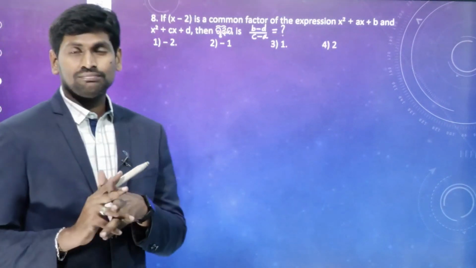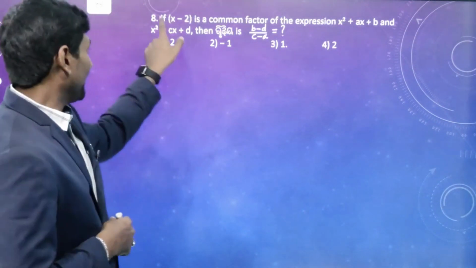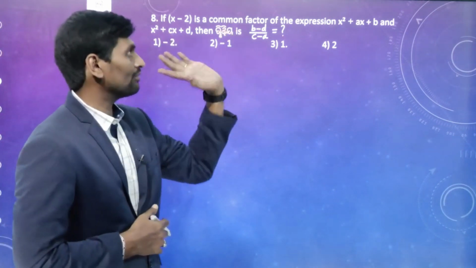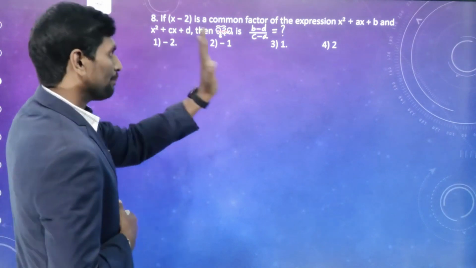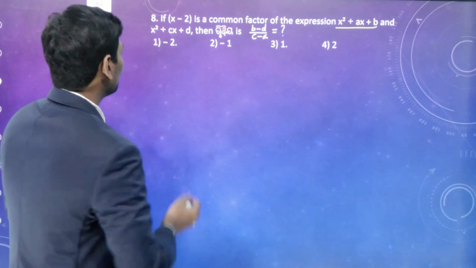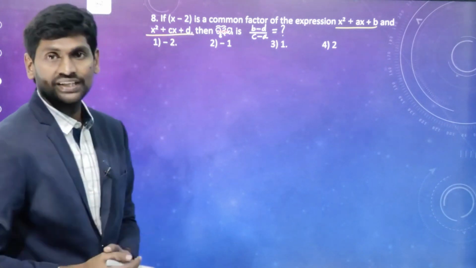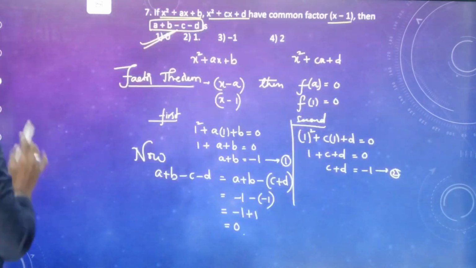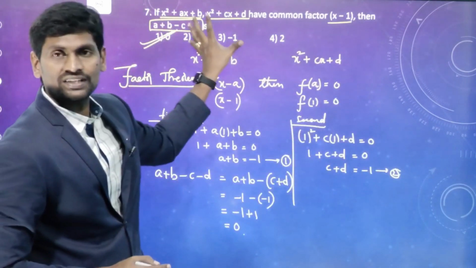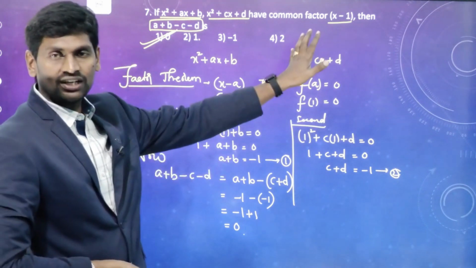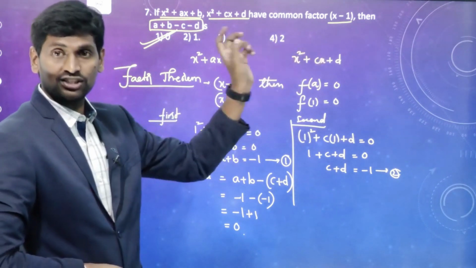Yeah, same as the previous one. Here x minus 2 is a common factor. X minus 2 is a common factor of the polynomials. X square plus ax plus b is the first expression, and the second one is x square plus cx plus d. Check. Here also, both equations are x square plus ax plus b and x square plus cx plus d. In the previous problem it was the x minus 1 factor, and the next problem is x minus 2.